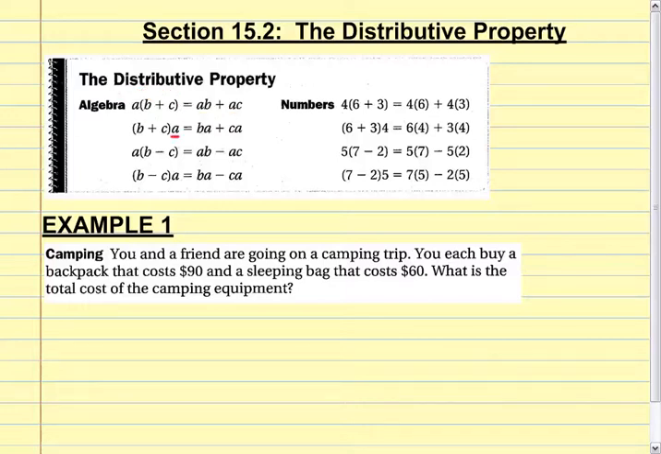The A, though, is in the back. Does that matter? No. It still gets multiplied by both of these terms. This should be A times B. We always write variables alphabetically. That should be AC. Easy enough.